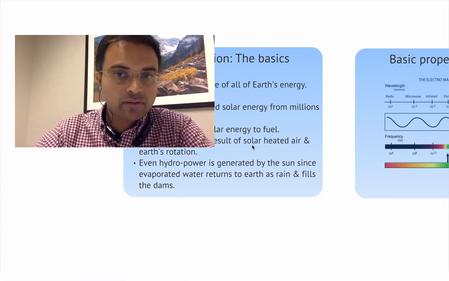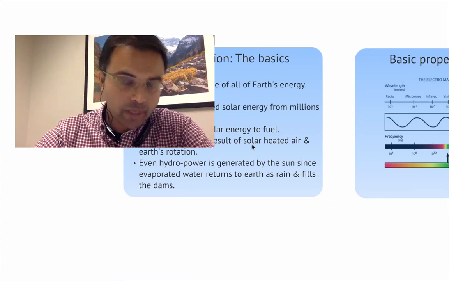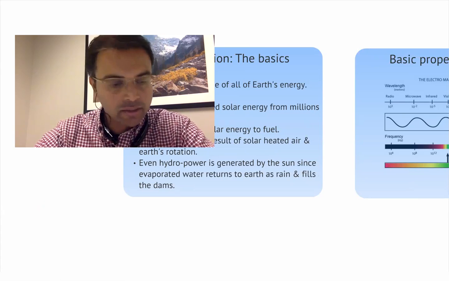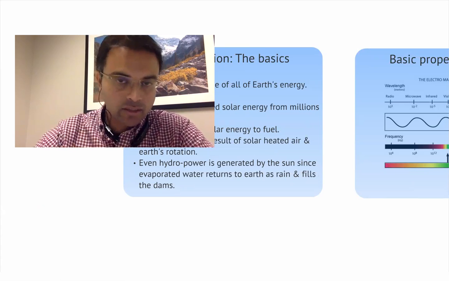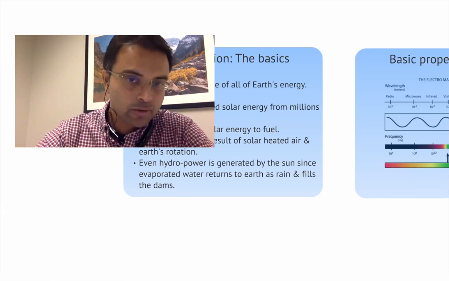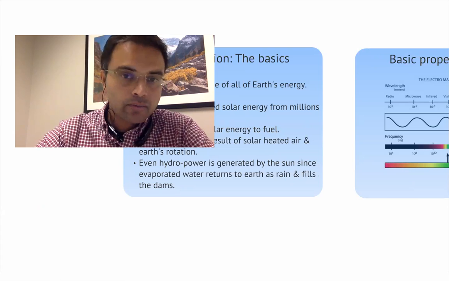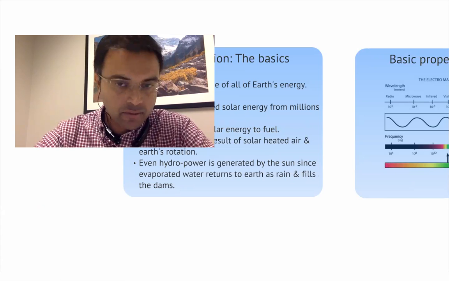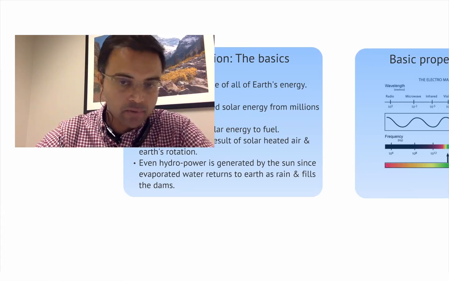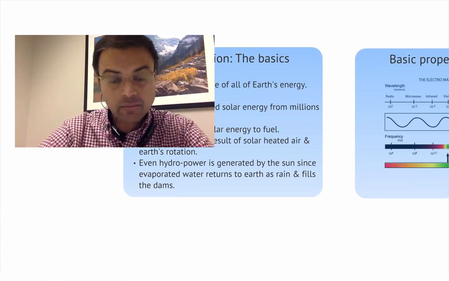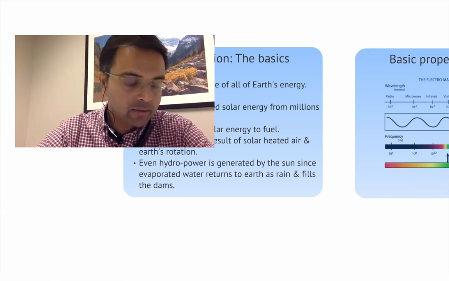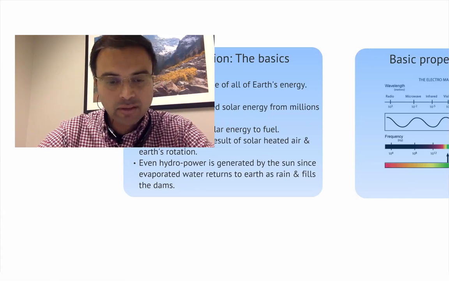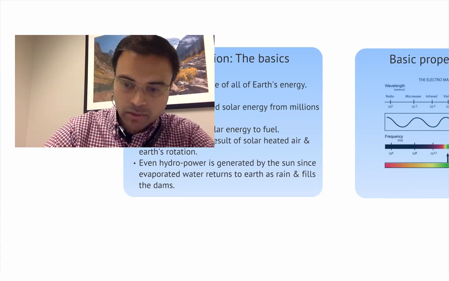Wind, of course, is the result of motion of air, and the motion of air comes from heating from the sun, and also Earth's rotation. So in a sense, wind energy is a result of solar energy as well. Finally, hydropower is generated by the sun, since the evaporated water returns to Earth as rain and fills the dam. So in a sense, everything except nuclear power can be related back to sunlight, which is why it's important for us to understand what sunlight is and how to measure it.